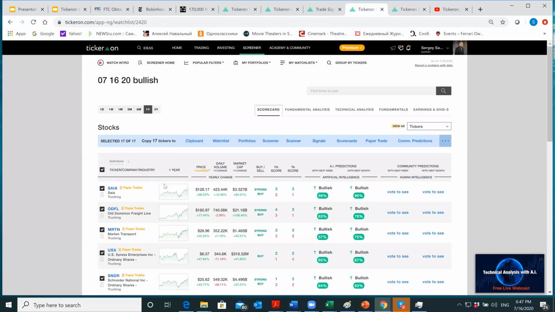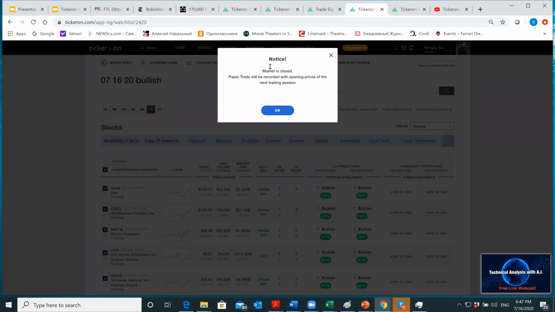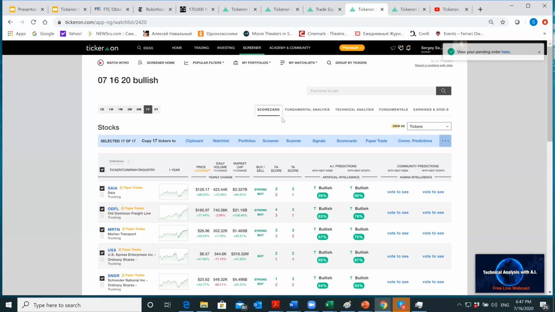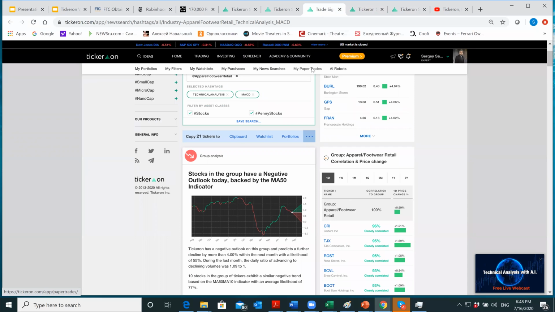And another thing I typically do on these webcasts is I just trade that. What I can do, I can just move it to the paper trade. I didn't show you the paper trades, but I can buy an entire group, I can sell short an entire group, okay? If I click here, I will buy it. As you can see, the market is closed, it goes here, okay? So where it goes is to my paper trades, okay?